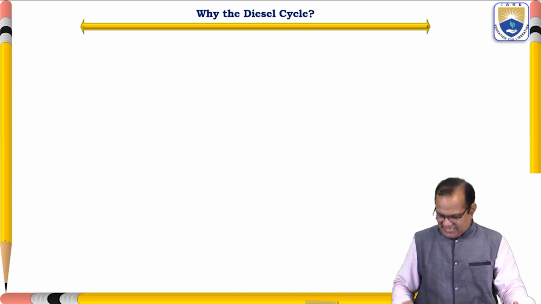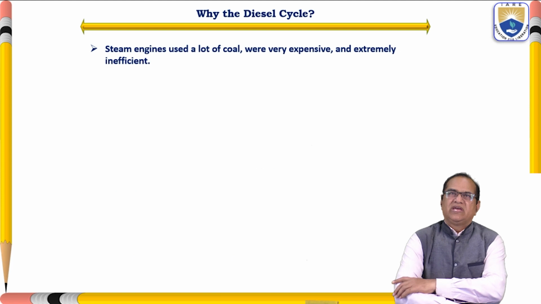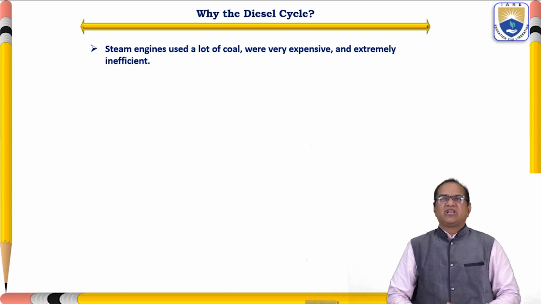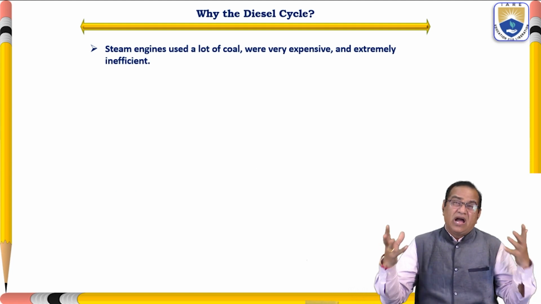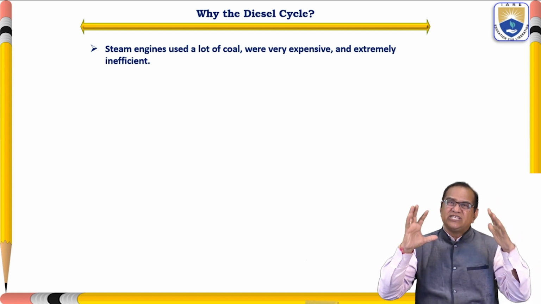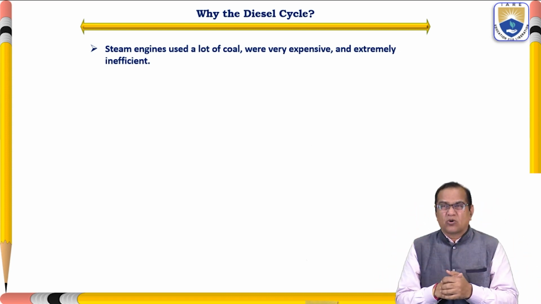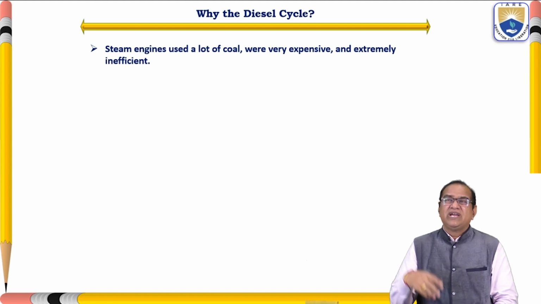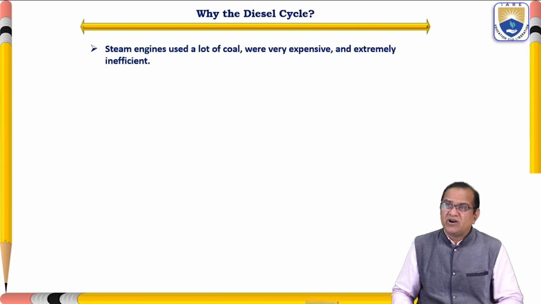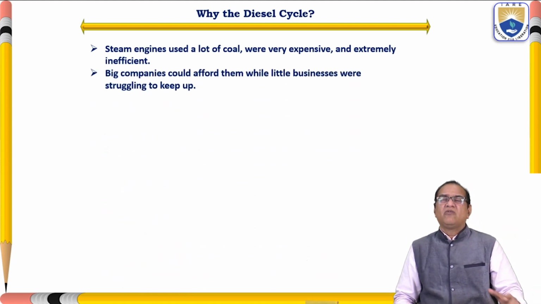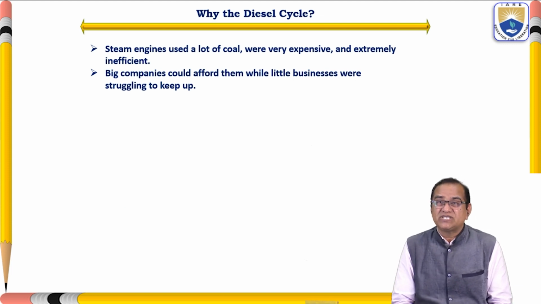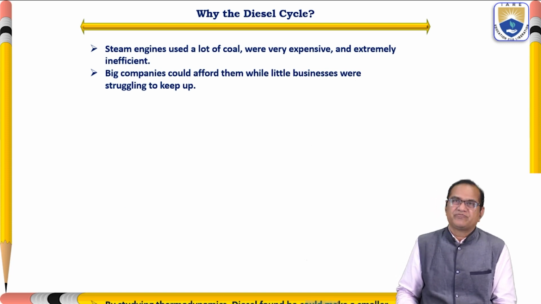Why the diesel cycle? Steam engines used a lot of coal, were very expensive and extremely inefficient. I have shown the Rankine cycle. In this Rankine cycle, we have the boiler, and these boilers are heated by burning coal, firewood and other things. It is extremely costly, a lot of fuel is burned, and there is a lot of pollution in the environment. Big companies could afford them, while little businesses were struggling to keep up.